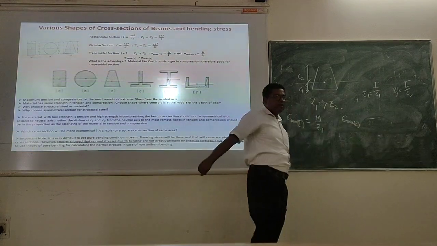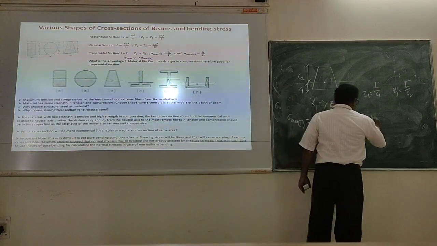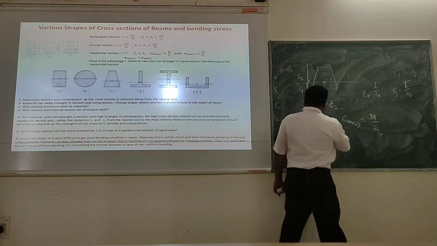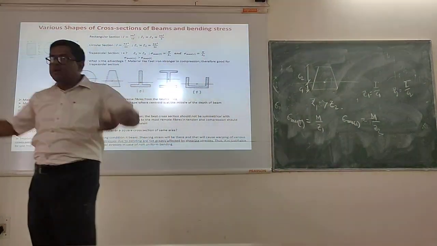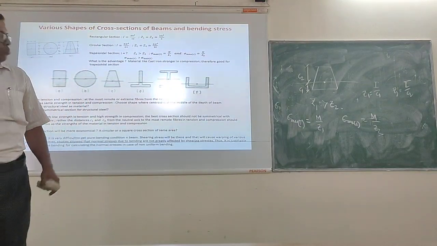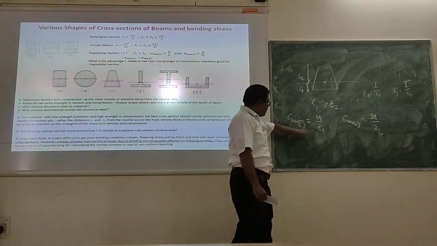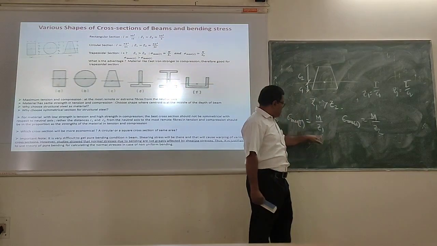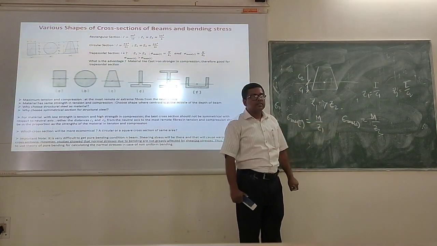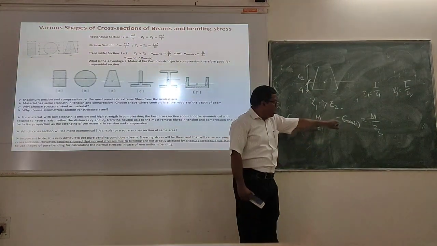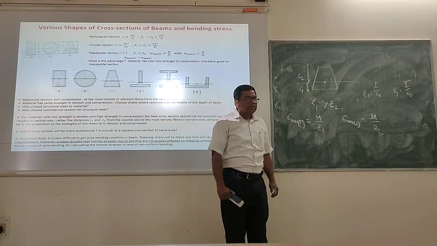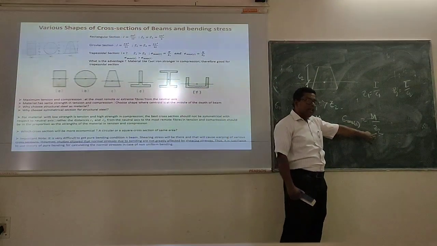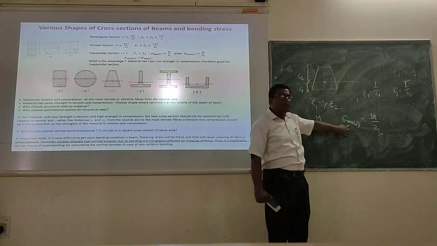And what is sigma max compression? M by Z2. M is the same, right? M is not changing for tension and compression. M is the moment coming into the beam. So if M is same, then this is Z1, this is Z2. Z1 is less or Z2 is less? Z2 is less, so this will become more.